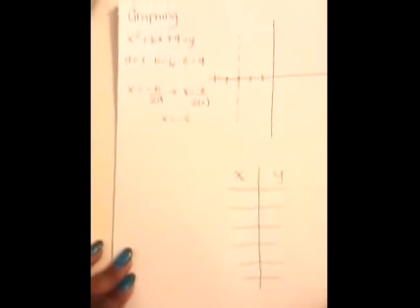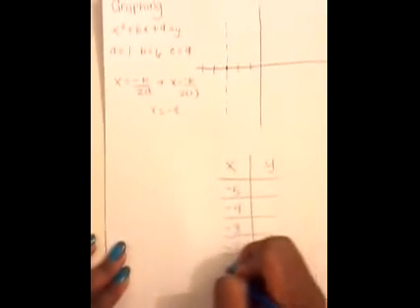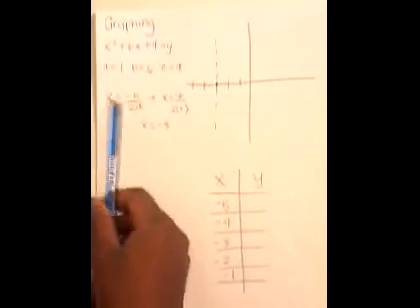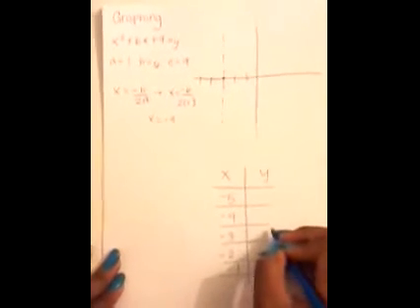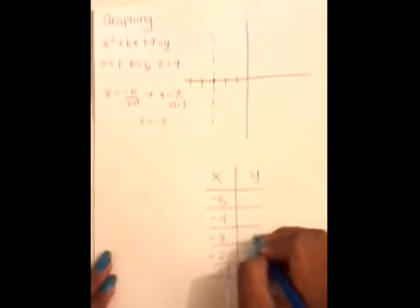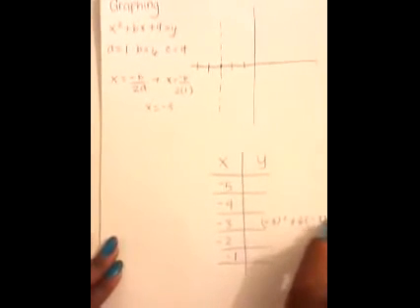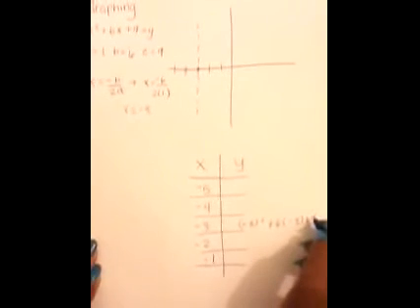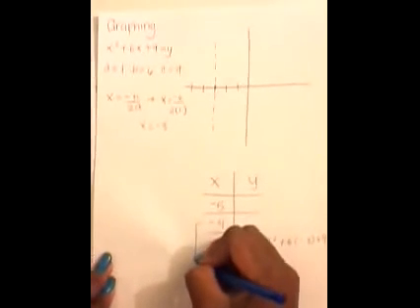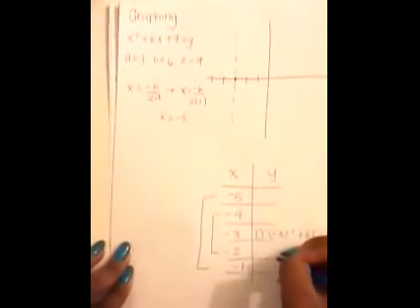Now we have to find more points. So we'll put negative 5, negative 4, negative 3, negative 2, and negative 1. So the original equation was x squared plus 6x plus 9 equals y. So we'll put negative 3 in those places of x. So it'll be negative 3 squared plus 6 times negative 3 plus 9, and that equals 0. These two numbers, negative 4 and negative 2, will be the same for y, and negative 5 and negative 1 will be the same for y.